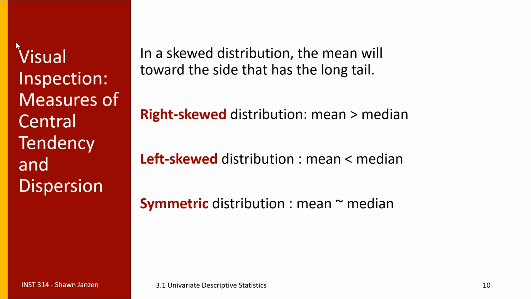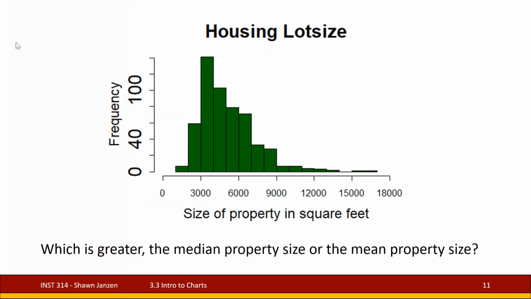Left tail distributions, that means we have the long tail sticking out to the left, and in this case the mean is less than the median. And if it's symmetric, they should be relatively equal to each other.